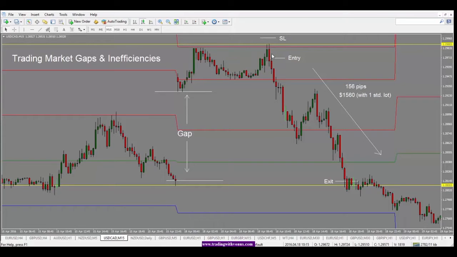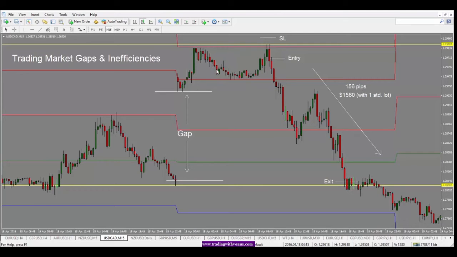So how do you take advantage of this type of gap that gets created in the market? Let's take a look. The general idea is that when there's a move up like this, a gap in the market, price will come in and fill the gap. So that's what we're looking for, price to come back in and fill the gap.